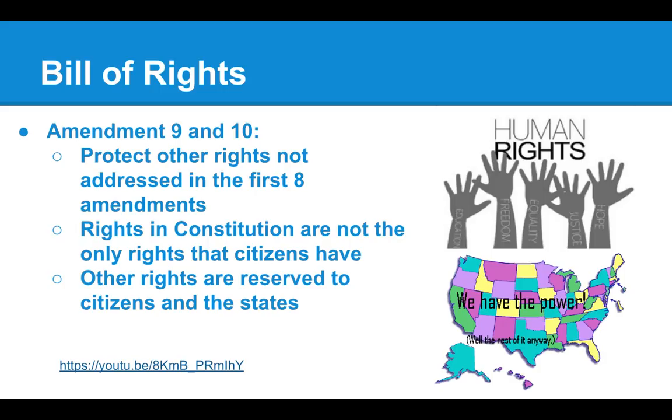Amendments 9 and 10 are important because they protect the other rights not addressed in the first 8 amendments. They say just because a right is not listed here, that doesn't mean that people don't have it, so we can still add more rights in the future. And also, some rights are reserved to the states, and the states get to decide the rights that you have. So it's just saying you have more rights than the ones listed here, so don't worry.